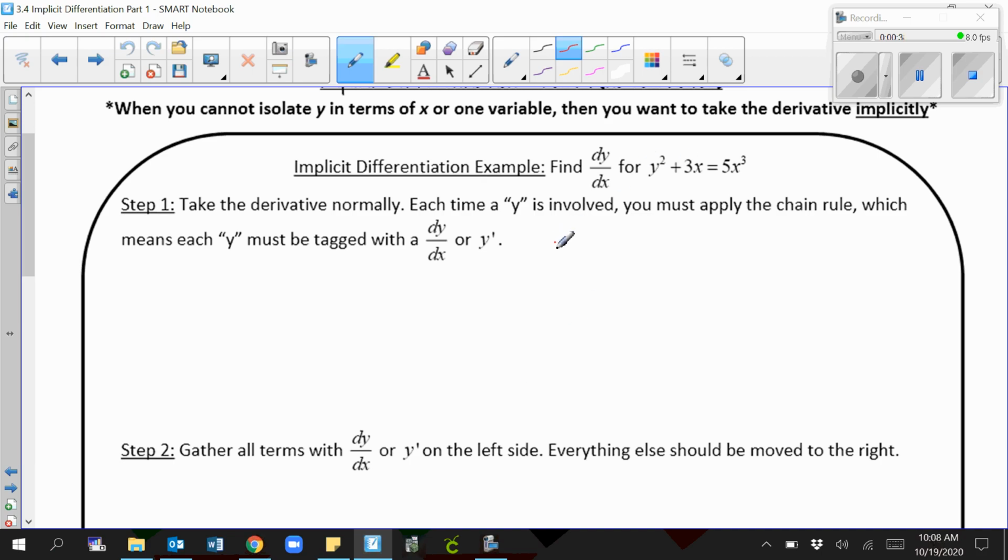So if I'm starting with y squared plus 3x is equal to 5x cubed. Well, if I have y squared, the 2 is going to come down in front, so I'm going to have 2y. But because I took a derivative with a y, I've got to put a dy over dx with it. Then the derivative of 3x is plus 3. And if I have a 5x cubed, the 3 comes down and it's 15x squared. So anytime you take a derivative that has a y, you've got to put in that dy dx.